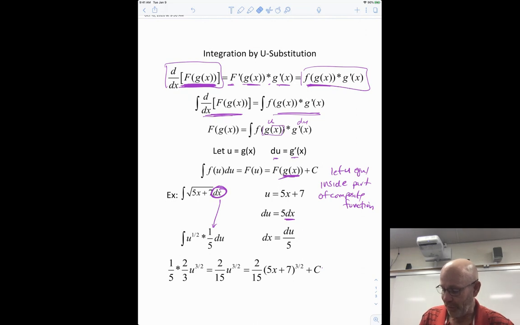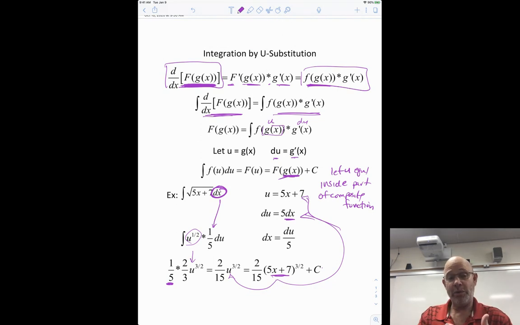So the 1/5 is a constant, right? So that 1/5 is just hanging around. The integral of u to the 1/2 is u to the 3/2 over 3/2, or times 2/3. So you get 2/15 times u to the 3/2. But remember, we made a substitution, right? So we have to get back to the x's. So that's my u that I substituted right up there.